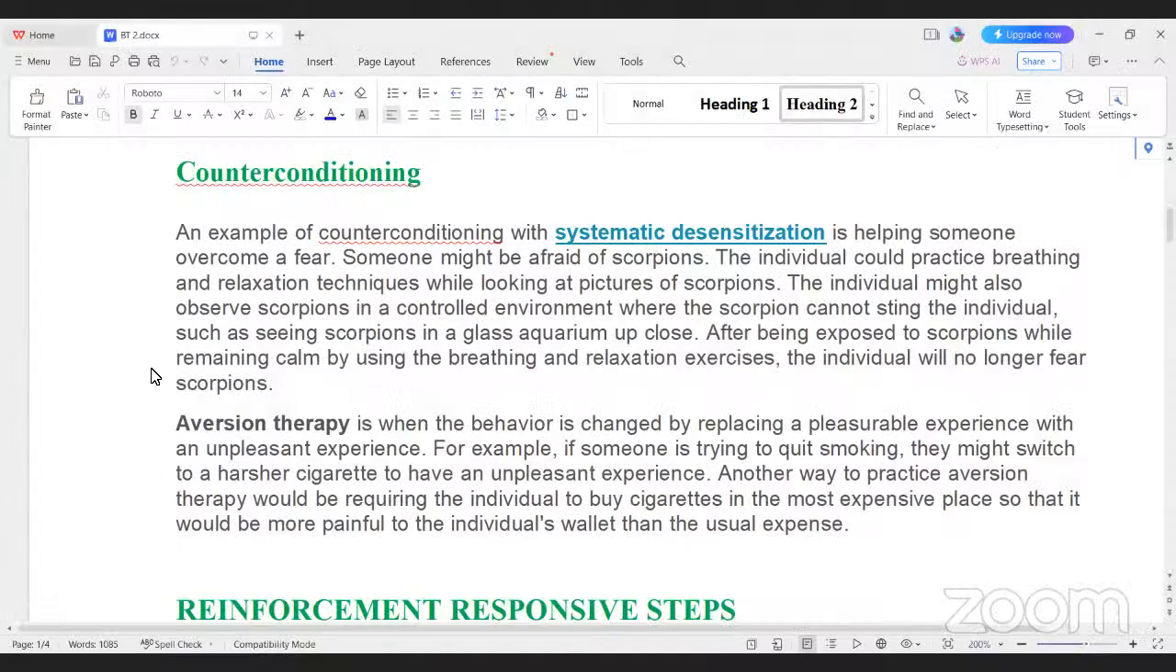About two techniques yesterday: one is systematic desensitization and the other is aversion therapy. We discussed both of these.